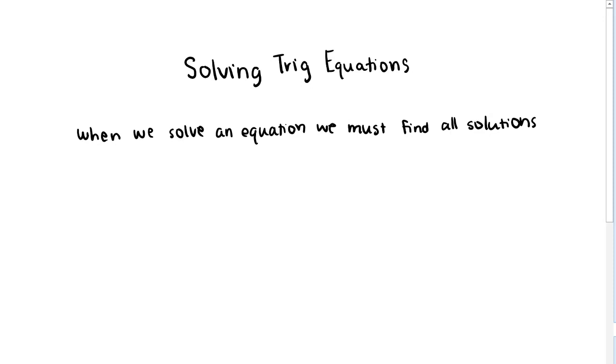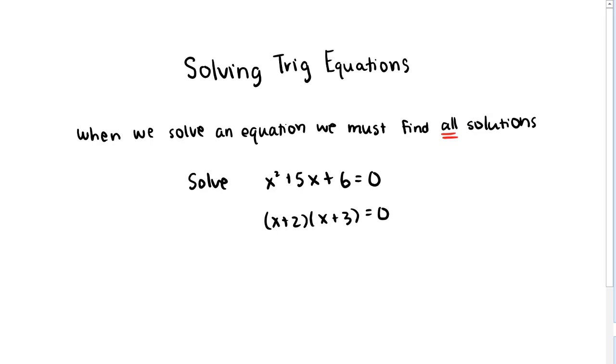Hey everyone. So in this video I'd like to talk about solving trigonometric equations. I'd like to begin by saying that when we solve an equation, we're really looking for all of the solutions to that equation. For example, if I wanted to solve the quadratic equation x squared plus 5x plus 6 is equal to 0, well, I can imagine factoring this left side to get x plus 2 times x plus 3 is equal to 0, and we get the two solutions.